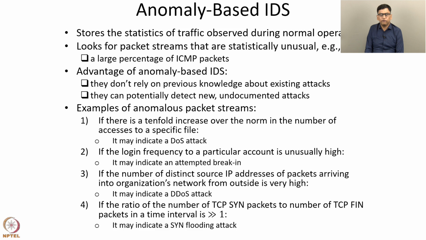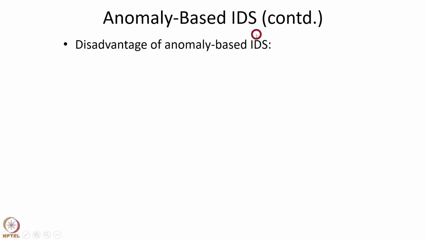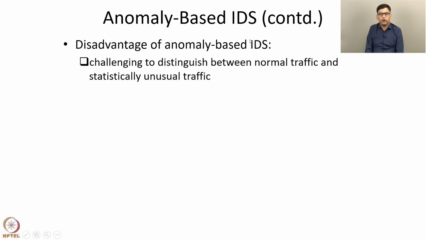Recall that earlier we discussed that SYN flooding attacks can be defended against using the mechanism of cookies. This is another way in which we can defend against a SYN flooding attack, by the use of an anomaly based IDS. But anomaly based IDSs also have a disadvantage. It is challenging to distinguish between normal traffic and statistically unusual traffic. Some challenges are as follows.